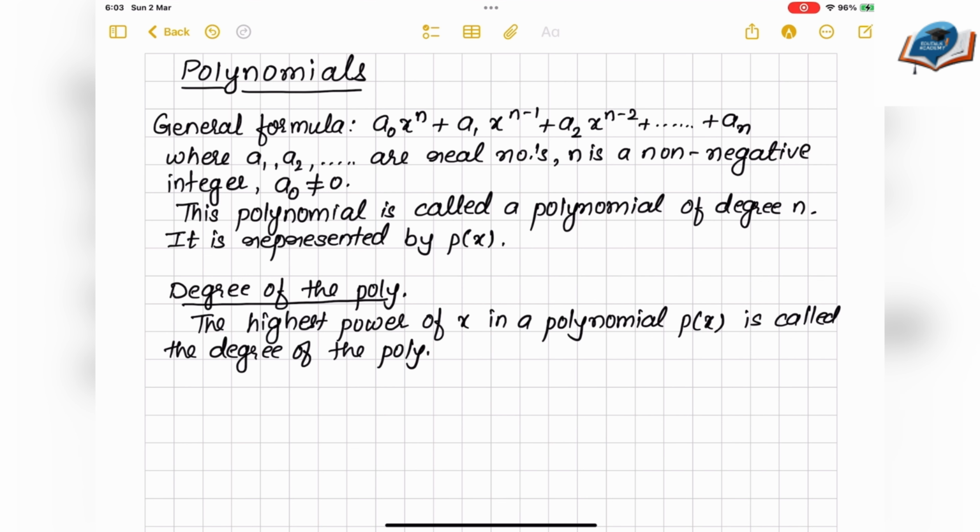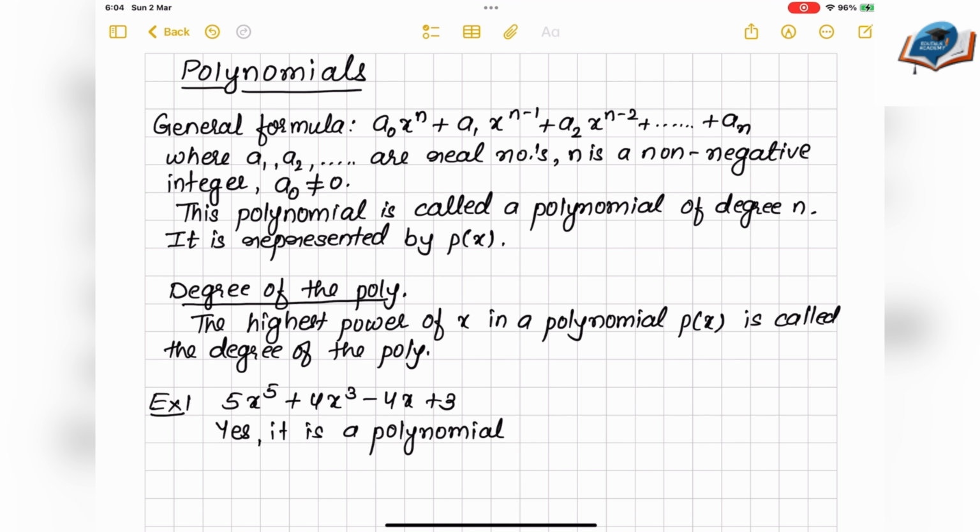Now, let us understand this by an example. So, let me take one example. It is given to me 5x raised to 5 plus 4x cube minus 4x plus 3. So, he is asking, is it a polynomial? Yes, it is a polynomial. And the other thing, its highest degree, so degree of polynomial is 5.